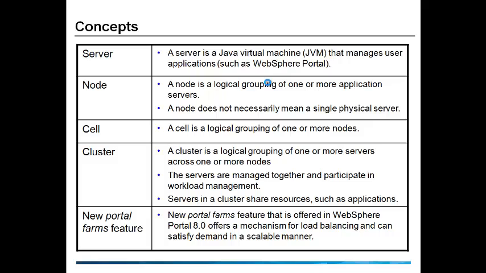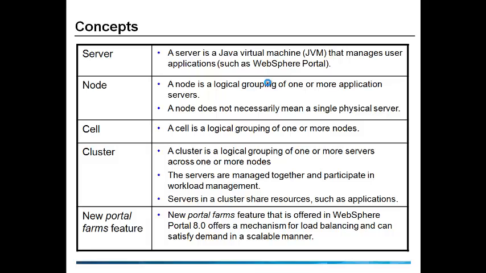Concepts. A server, we all know, is nothing but a JVM. A node is a logical grouping of application servers. And the most important thing is that a node does not necessarily mean a single physical server. We are not calling a single physical machine a node. We are calling a logical grouping of one or more application servers together a node; it is a slang name we use.